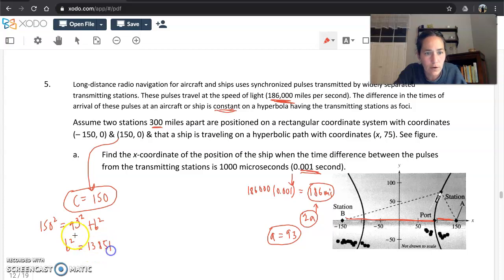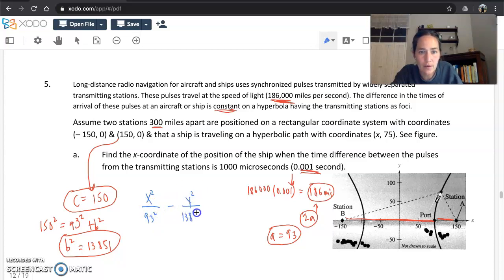That can be used in the model. And now let's write the equation so we can answer the question that's presented in part A. So we're centered right on the origin, and this is a horizontally oriented hyperbola. x squared over a squared, so 93 squared, minus y squared over b squared, which we just got, 13,851, equals 1.